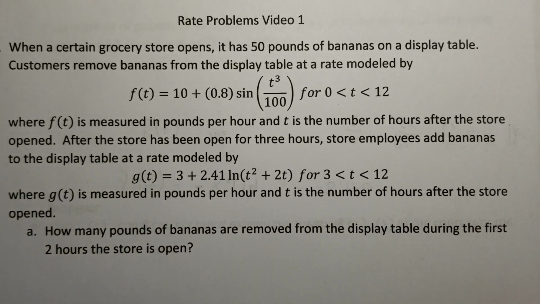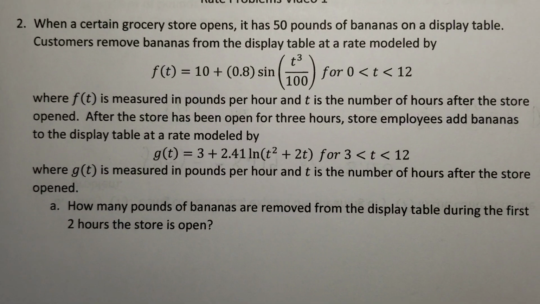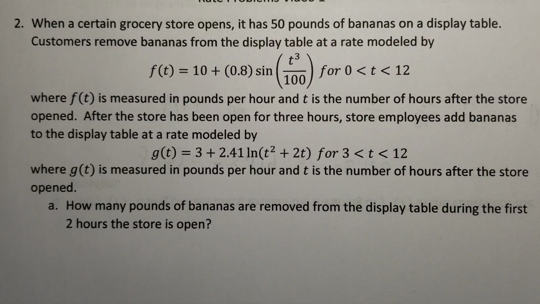All right, let's go ahead and take a look at rate problems video 1 here. Number 2, let's go ahead and read it together. It says, when a certain grocery store opens, it has 50 pounds of bananas on a display table. Customers remove bananas from the display table at a rate modeled by f of t, for 0 < t < 12, where f of t is measured in pounds per hour, that does sound like a rate, and t is the number of hours after the store opened.